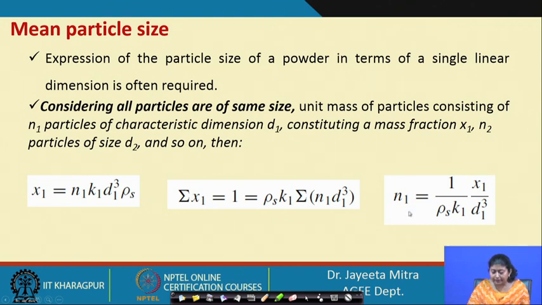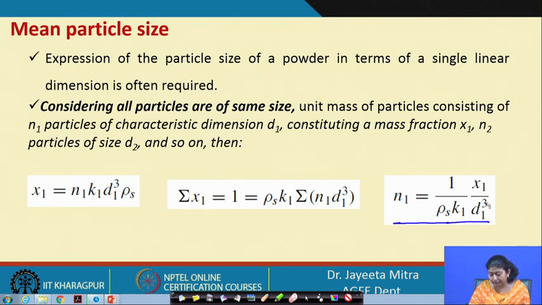So, that means n1, the number of particles, if we want to calculate from this equation, will be 1 by rho s k1 into x1, the fraction, divided by d1 cube. So, this is important: n1, the number of particles of d1 dimension in the fraction x1, will be 1 upon rho s k1 into x1 by d1 cube.